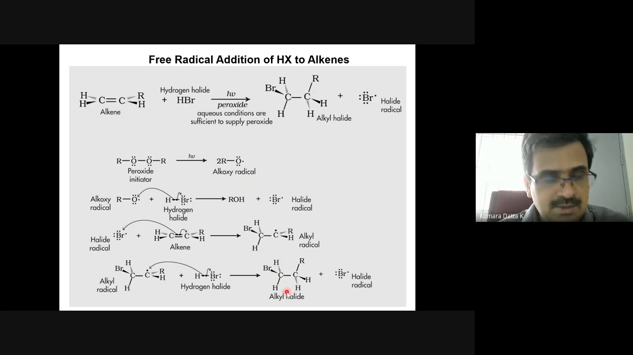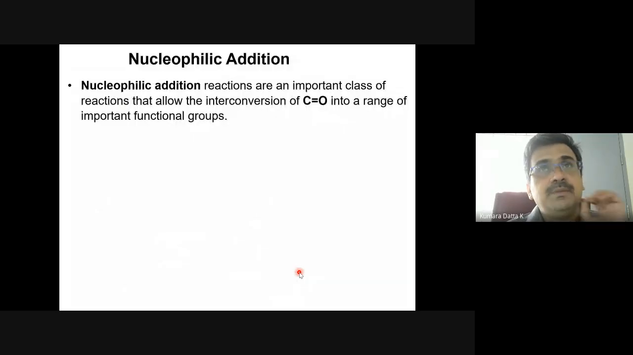Now, if you look at your topics or syllabus, we have substitution reactions, then free radical addition reactions. Then we are now looking at nucleophilic addition. Now we have seen free radical addition. How can we add a nucleophile?